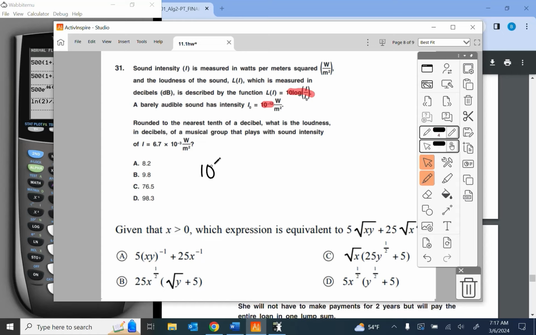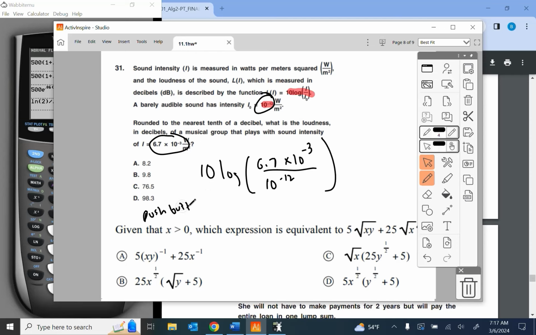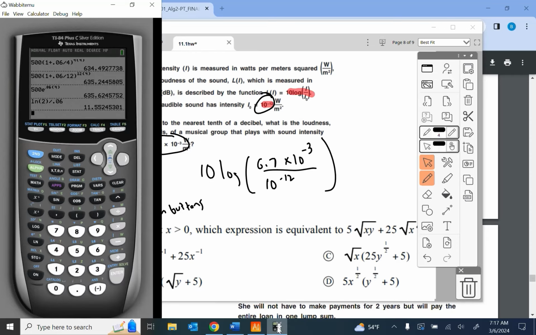So I have a 10 log. They're telling me the intensity is this, and I'm sitting over this. And at this point in life, I'm just going to push buttons. That's all I'm going to do, is push buttons. It's not even hard, man.